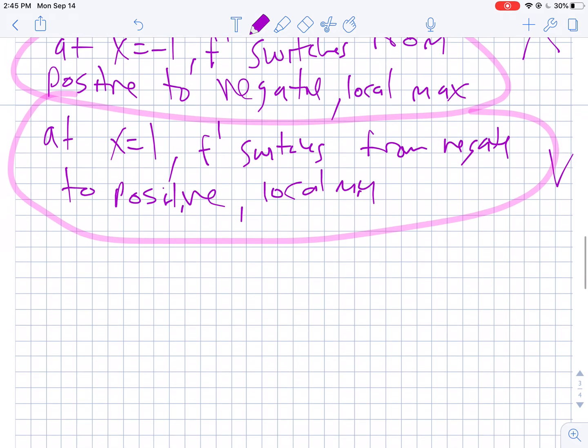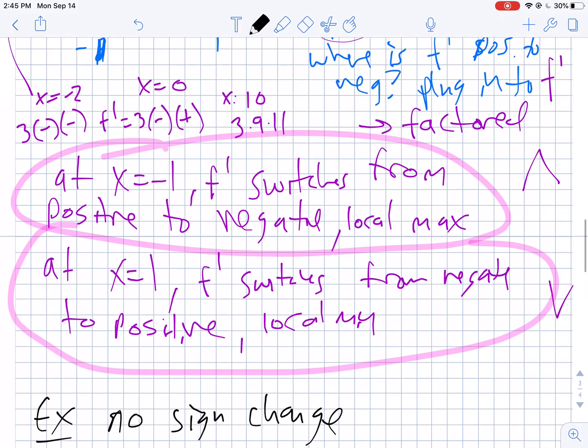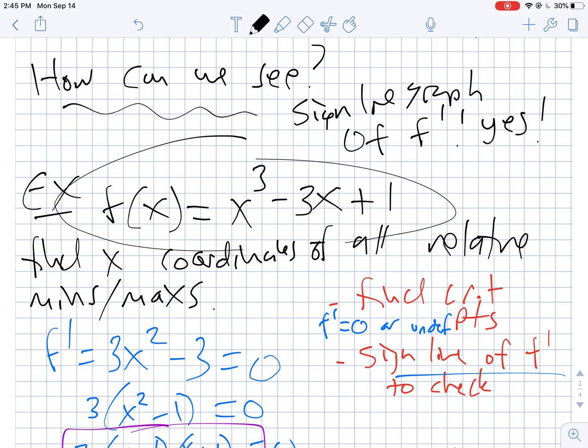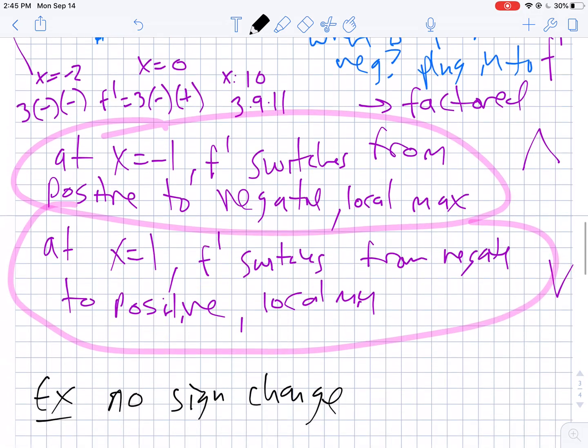Okay, one more thing I wanted to show you. Let's look at an example where we have no sign change. And by the way, if you doubt these answers, feel free to graph this function. If you graph this original function, you will see that it does indeed have a max at negative 1 and a min at positive 1.